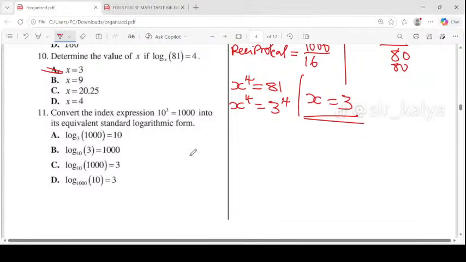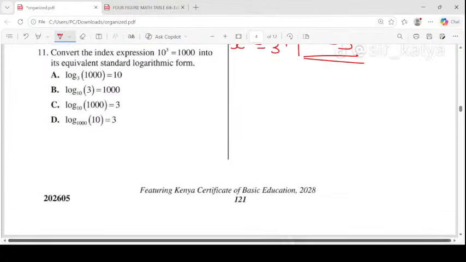Let us look at question number 11. Convert the index expression 10 power 3 is equal to 1000 into its logarithmic equivalent. So when I have 10 power 3 is equal to 1000, this is the index form.